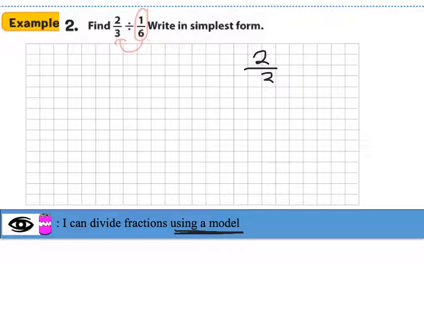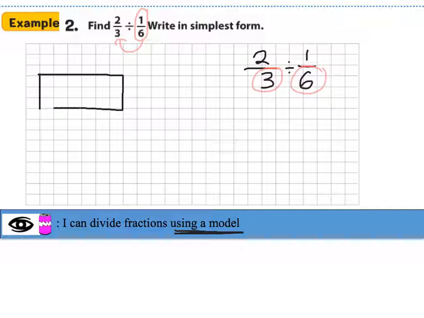By creating the model, I'm going to rewrite this problem, and I want to pay close attention to my denominators. My first denominator is a 3, and my second denominator is a 6. So I'm going to create a model that is 3 boxes high by 6 boxes long. So here's 3 boxes high, 1, 2, 3, by 6, 1, 2, 3, 4, 5, 6 boxes long. This becomes one whole candy bar right here.